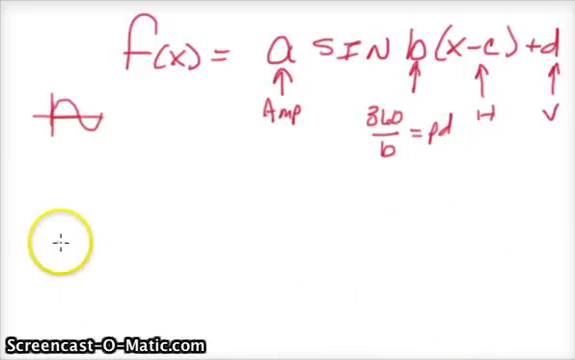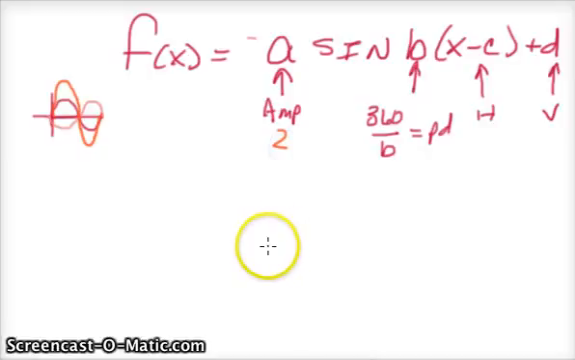So how does this work? Well, I could take the graph and I could flip it over the y-axis. Okay, that would be with a little minus sign there in the front. I could take the graph and I could move it up 2 and down 2. That would be changing the amplitude by putting a 2 in for A.